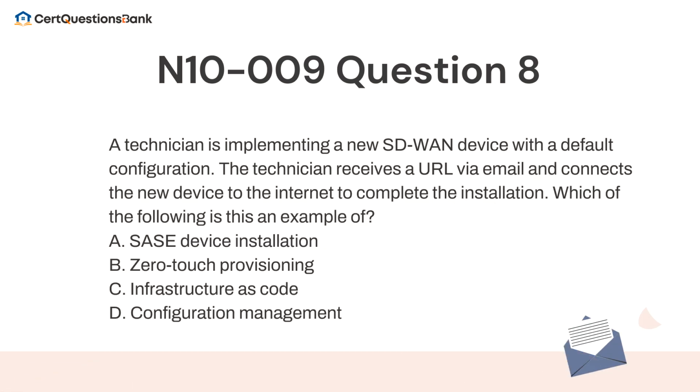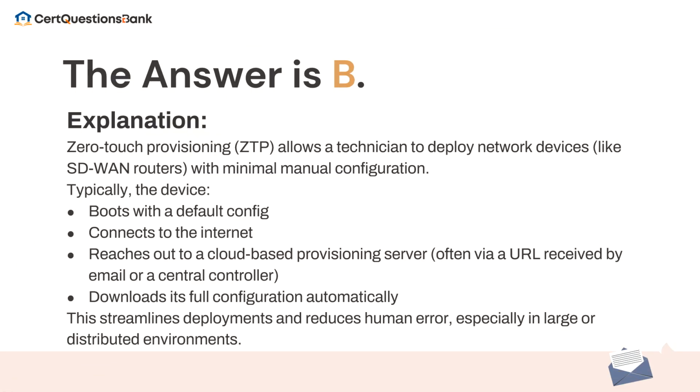A technician is implementing a new SD-WAN device with a default configuration. The technician receives a URL via email and connects the new device to the Internet to complete the installation. Which of the following is this an example of? A. SASE device installation. B. Zero-touch provisioning. C. Infrastructure as code. D. Configuration management. The answer is B.